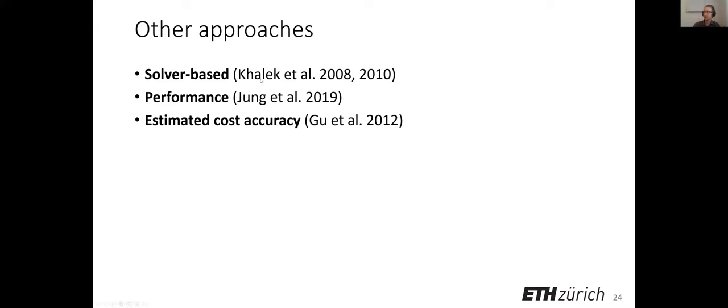Another interesting system is Apollo. Here Jung, Ali, and others basically focused on another testing problem, namely performance. And similarly, Gu and others wanted to test the accuracy of the query plan or of the cost estimation.